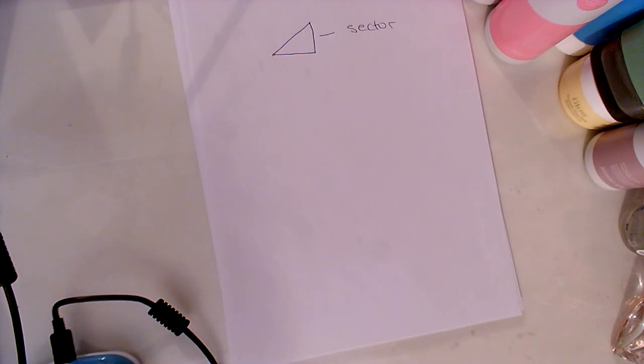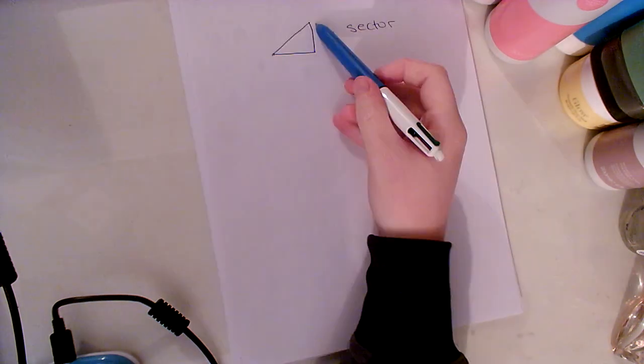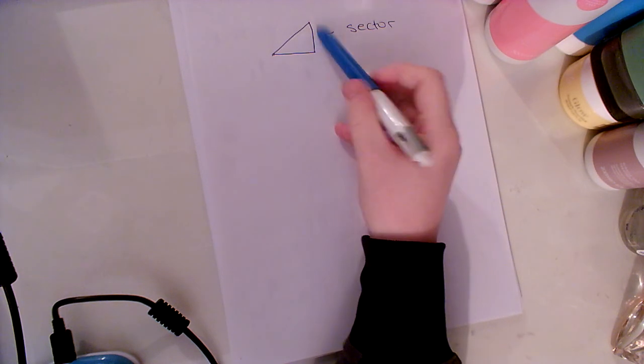Okay, so now I'm going to look at sectors. Sectors, you usually associate them with a slice of pizza. A sector of a circle is a portion of the circle bounded by 2 radii and includes the arc. So this here is the radius, this here is the radius, this is my arc here.